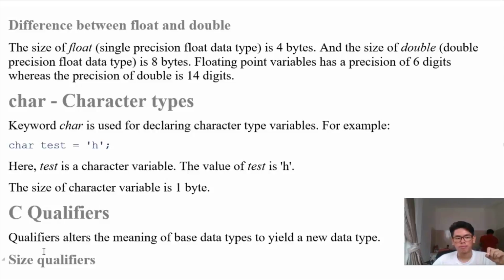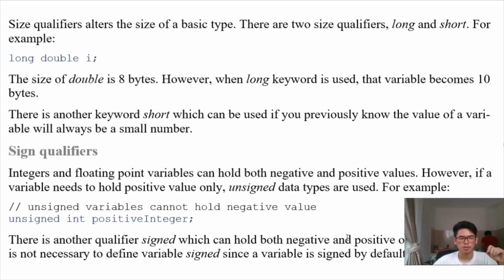Qualifiers alter the meaning of the base data type to yield a new data type. Size qualifiers alter the size of the basic type. There are two size qualifiers, long and short. So long double just tells the compiler to reserve more memory space for this variable than for double itself. It is self-explanatory already. Double is 8 bytes, but when you use the keyword long, the variable becomes 10 bytes. And there is another keyword, short, which can be used if you know beforehand that the value of a variable will always be a small number.